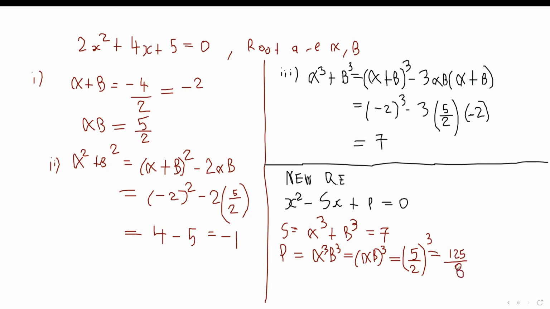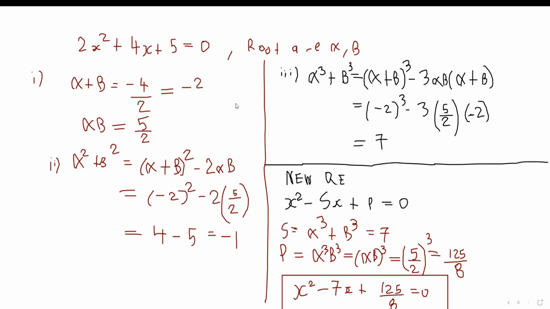So now what is our new quadratic equation? Our new quadratic equation is x squared minus the sum of the roots, which is minus 7x, plus the product, which is plus 125 over 8, equals 0. That's our new quadratic equation. So we're done.